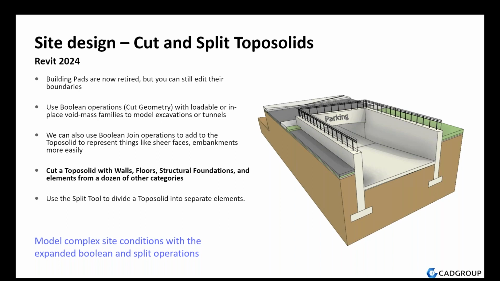We do have the split tool. It used to be, of course, that you could take a topo solid and split it, so you could have two different sections. One might be outside the property boundary, which you don't want to touch, and then there's the one on the inside, and that's the one that you want to grade and stuff. Revit does allow you to do that still, but you actually use the split tool. So I'll show you how that works.